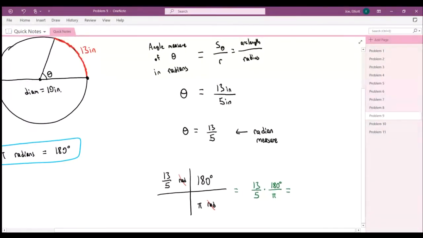Does anyone have a calculator? Can you tell me 13 over 5 times 180 over pi? Let's see what that is. 148.97. Sorry, what was said again? 147, was it? I got 148.97. Thank you.